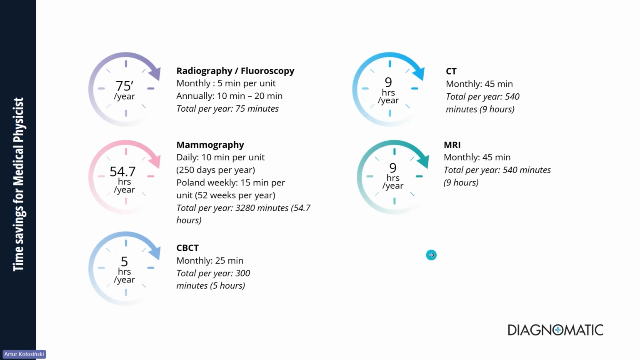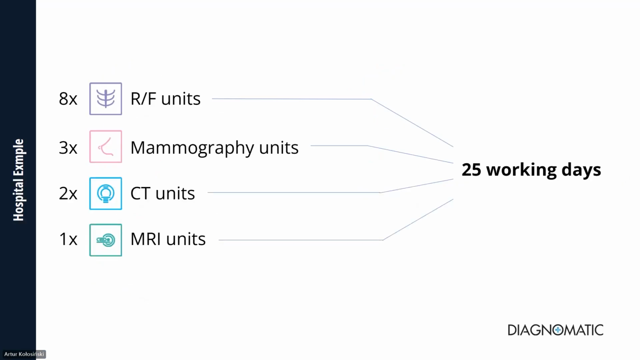So in total, multiplying the amount of the machines, it gives us real value, that for the saved time we can spend this time on the procedures, so we can free up these time slots for the patients. When we have a few RF units, a few mammographic machines, 2 or 3 CTs and MRI, usually we can save like 25 working days per year.